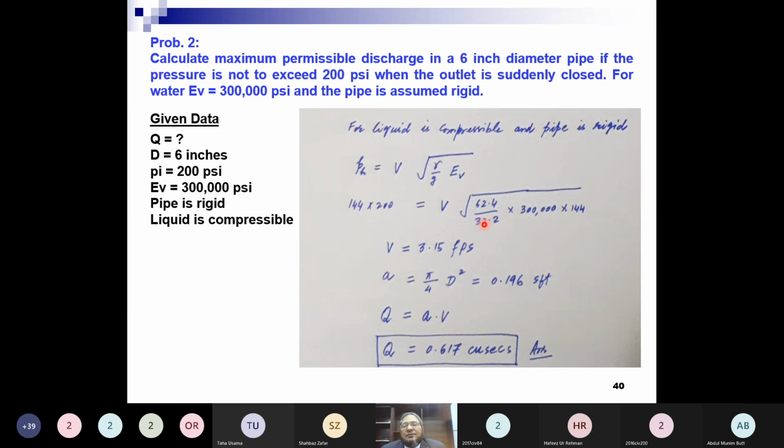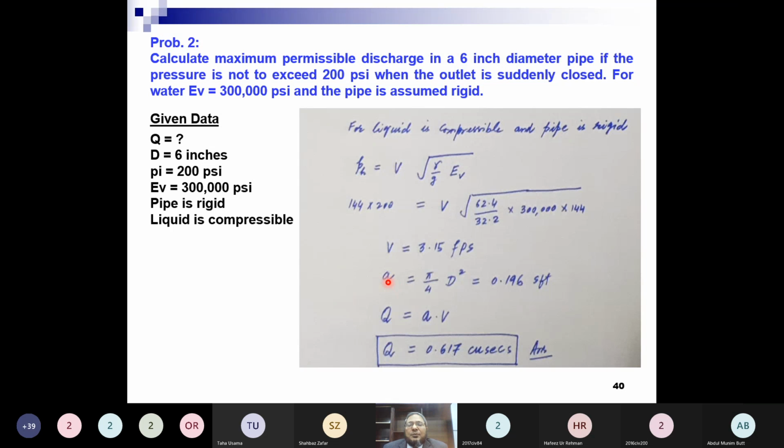And we are putting the value of gamma as 62.4, the G 32.2, and the value of EV is 300,000 PSI. We are again multiplying it to convert it into PSF. So the velocity we will get in, not in inches per second, but in feet per second. All right. So we are getting this velocity 3.15 feet per second. If this would be the velocity of flow, and if the valve is closed, it will produce how much hammer pressure? Equal to 200 PSI. All right.